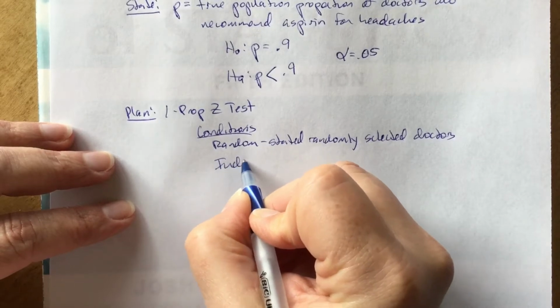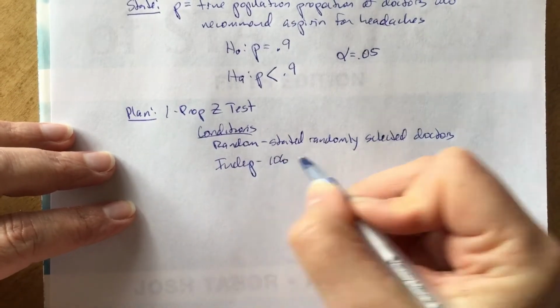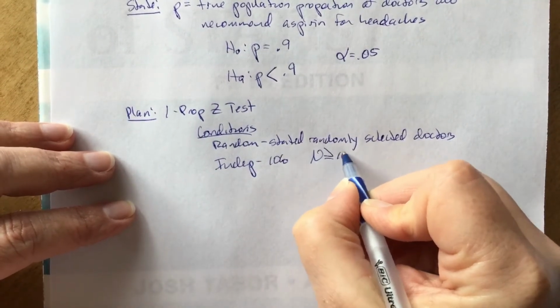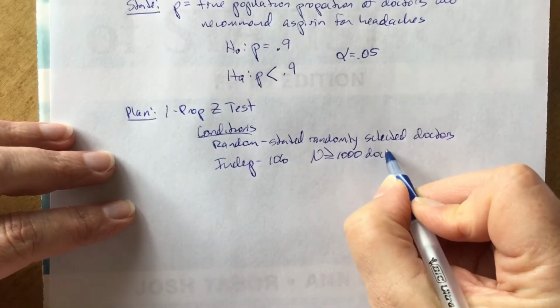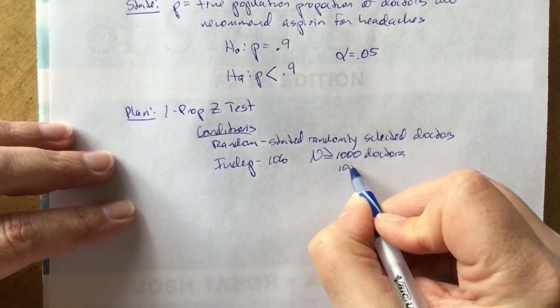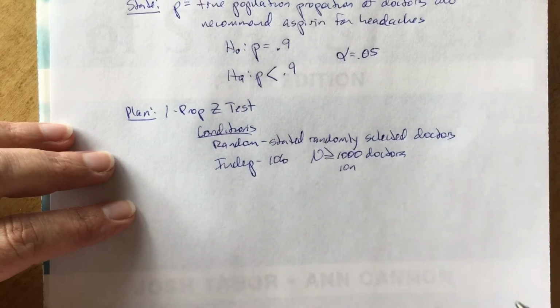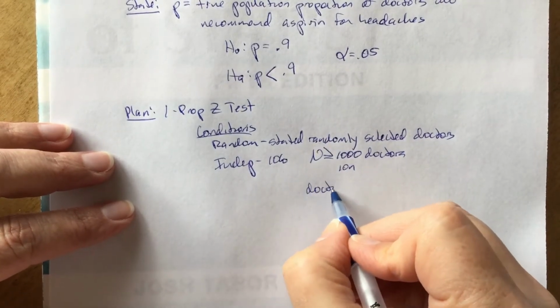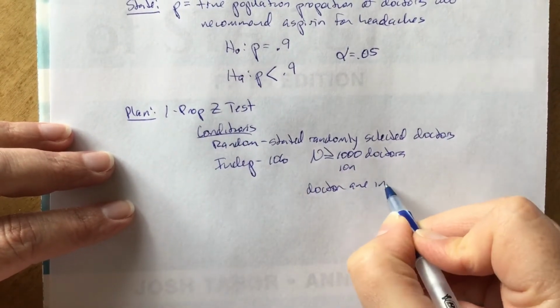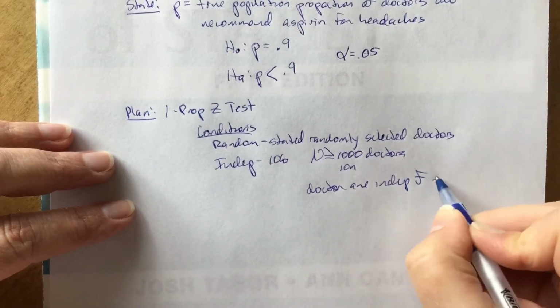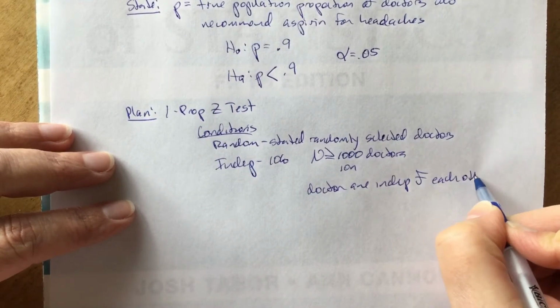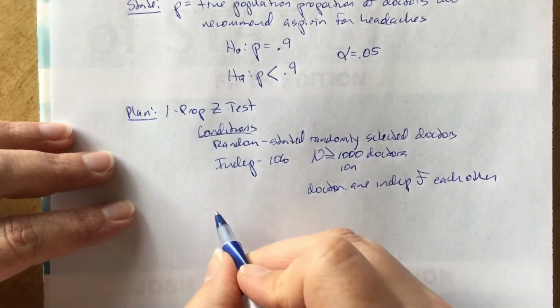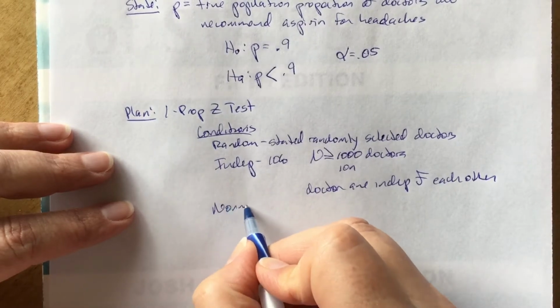My independence, I'll do my 10% rule. Pretty sure there's more than 1,000 doctors. Remember, this is 10 times n. My sample size was 100. And, of course, doctors are independent of each other. Last condition is normal.